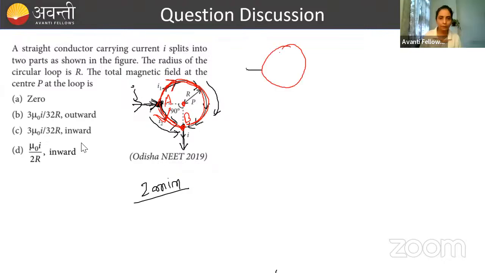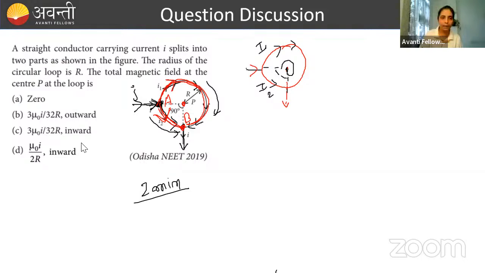Purnima, yes, very good. So we have something like this. Current is entering here, and it is going out here. In this arc current is flowing like this, and in this current is flowing like this. This is I2 and this is I1. So you have to calculate the magnetic field at the center. It will be because of these two arcs, right?